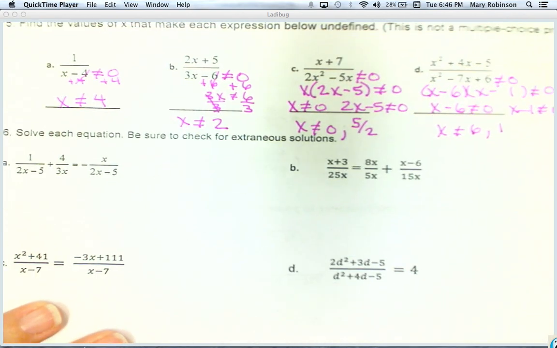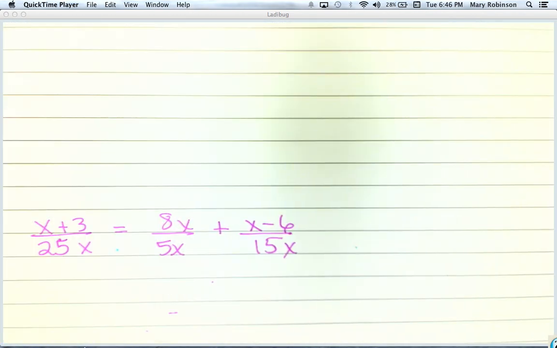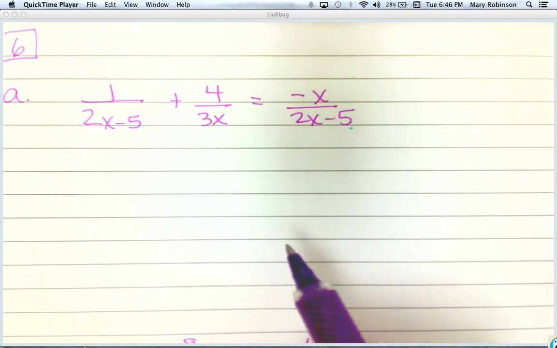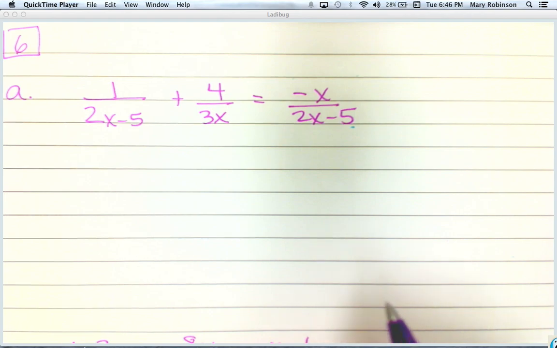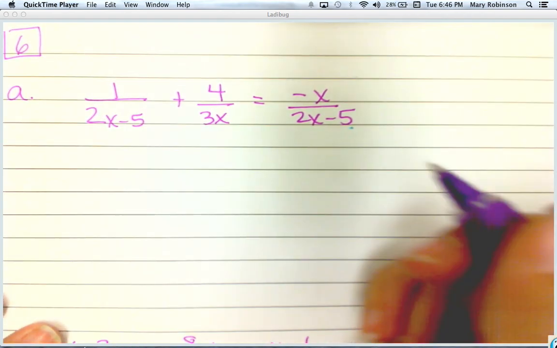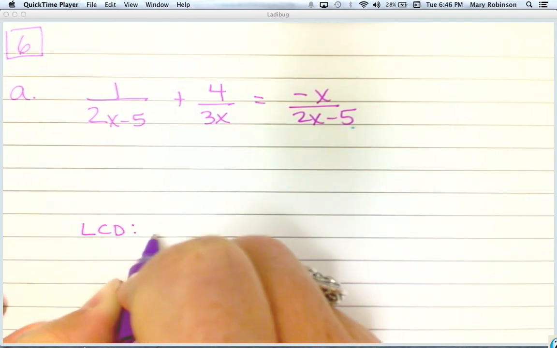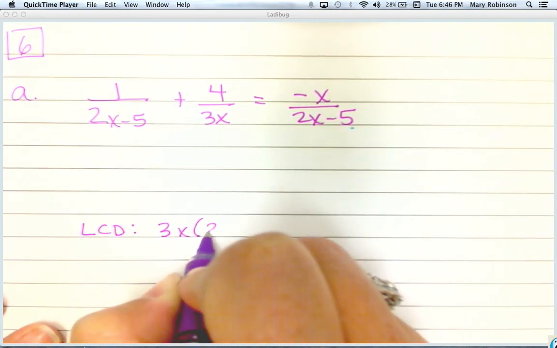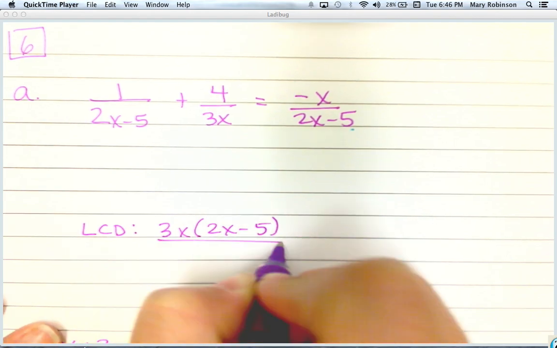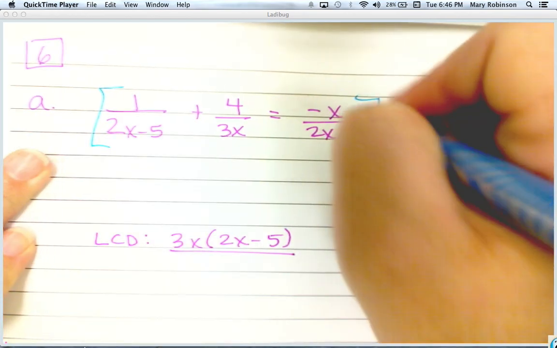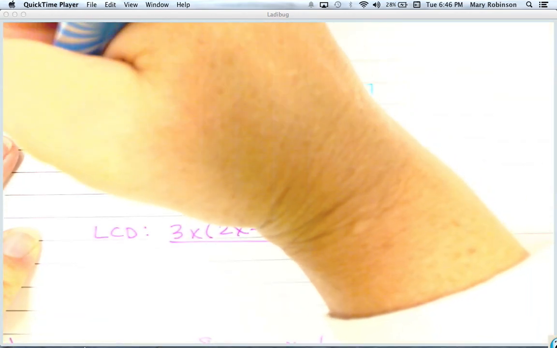Okay? Then for 6a, remember you are going to multiply through by the LCD, so we can make this an easier problem, but we've got to be able to correctly identify that LCD. So here your LCD would be 3x times the quantity 2x minus 5. If we understand that, then we say, okay, I'm going to multiply the entire equation by the factors in the LCD.